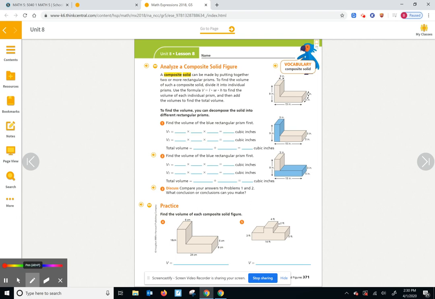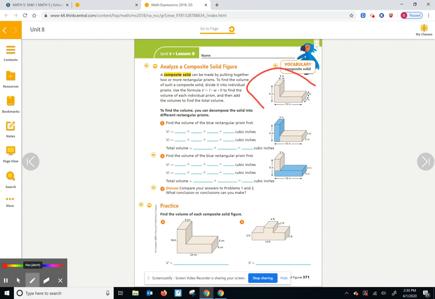Hi, fifth graders. Welcome to your lesson on finding the volume of a composite solid figure. A composite solid figure can be made by putting two or more rectangular prisms together. And we don't have a specific formula for finding the shape of the entire composite solid figure. So we need to decompose or break apart that solid figure.